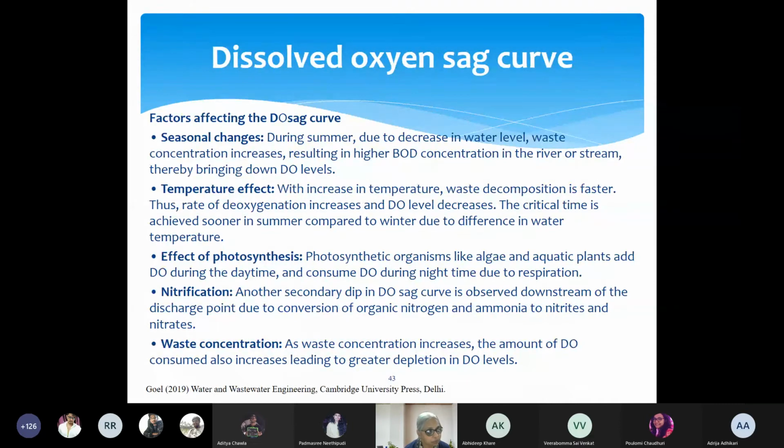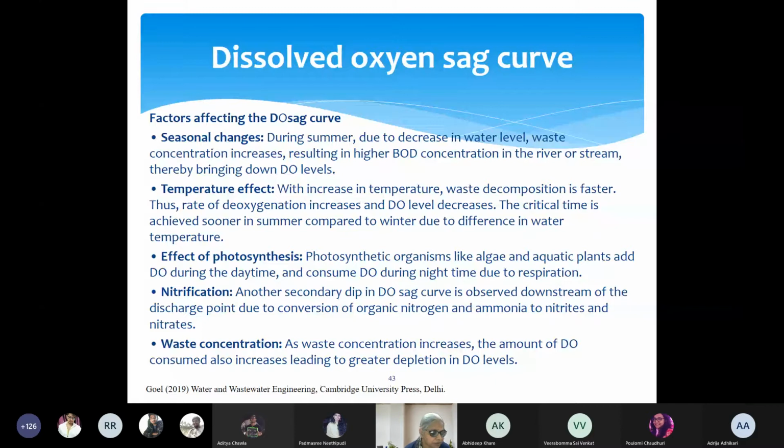So during summer and winter, in summer, the water temperature will be higher compared to winter. And because of the change in temperature, you will get the critical point at a much sooner point in summer rather than in winter. So the first two are related to each other. There's another factor which I haven't mentioned here in this slide, which is the monsoon effect.